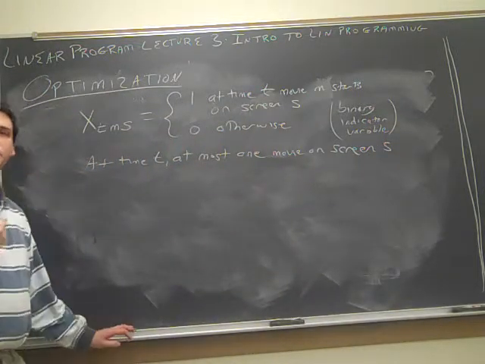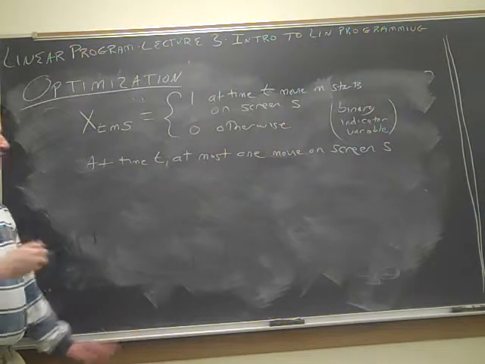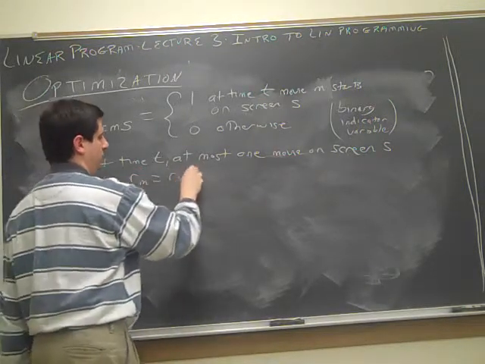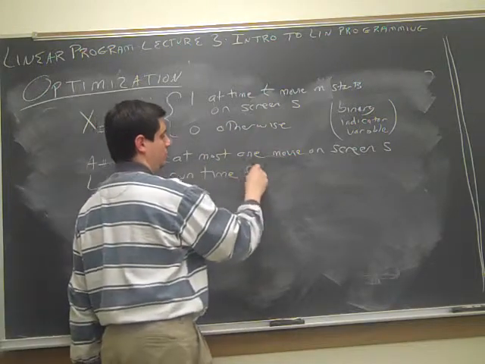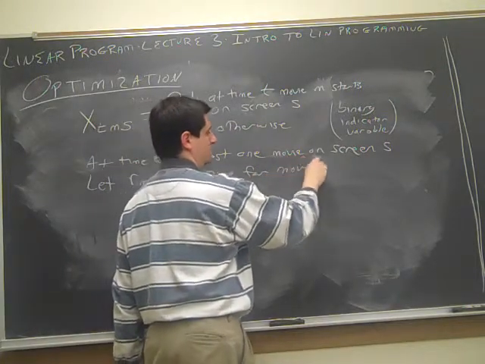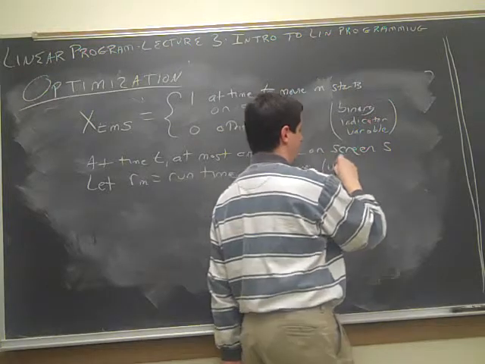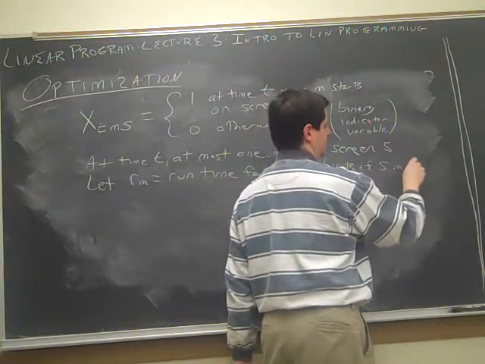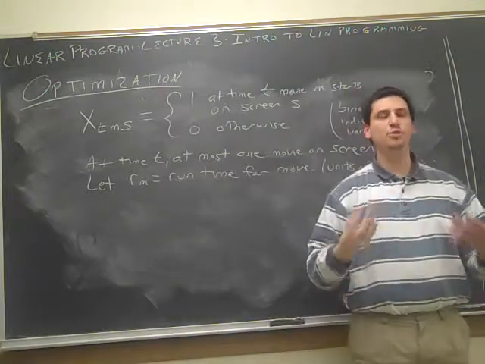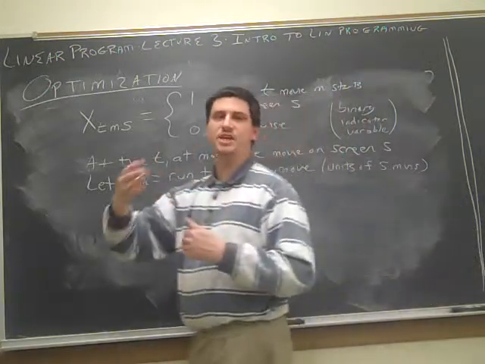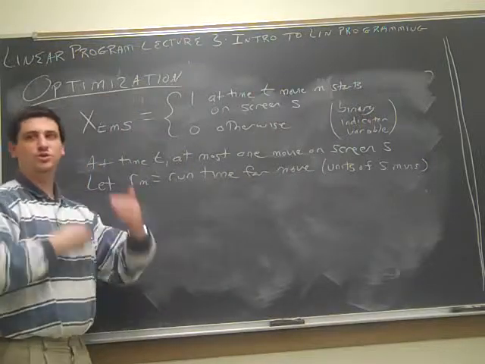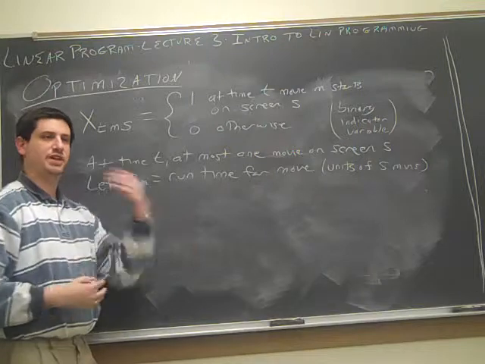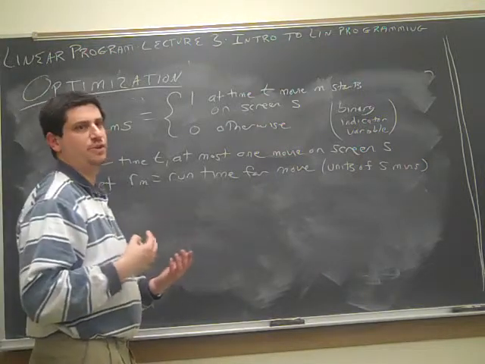So I need to introduce some notation. I need the runtime for a movie. So let Rm equal the runtime for the movie. And maybe we'll do units of 5 minutes. If you're running a movie theater, you'll probably break things up into 5 or 10 minute blocks in the day. You're not going to do things on the minute. Right? Movies start at 9 o'clock, 9:05, whatever. Not 9:03:15.